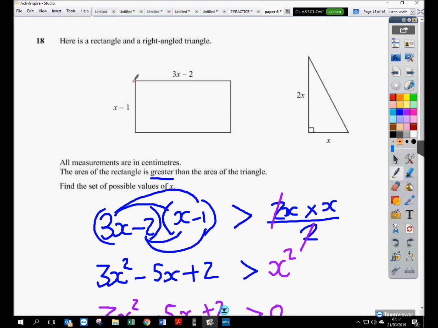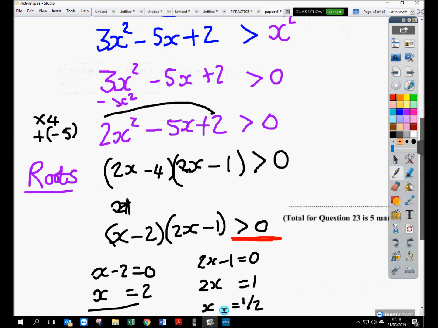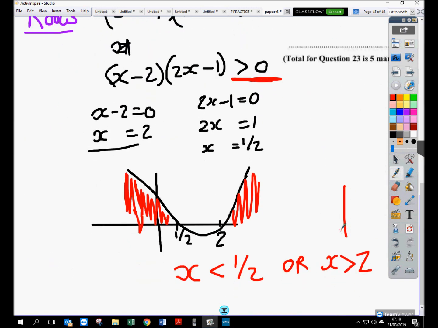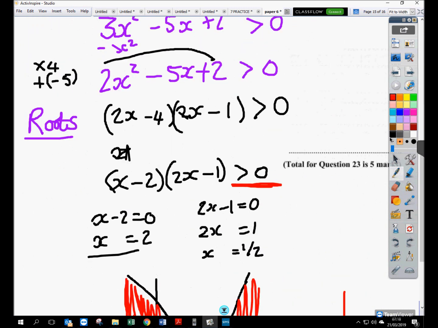Well, take a look. If you look at this side of the rectangle, if x is 0.25, or a quarter, then this side would be a quarter minus 1, which is minus 3/4. And it's impossible to have a negative length. So it's not allowed to be less than a half, because this side would fail. So actually, the only answer to the question is this one. That makes sense. So the final answer to the question is x is greater than 2.